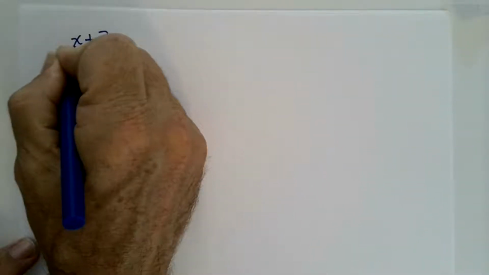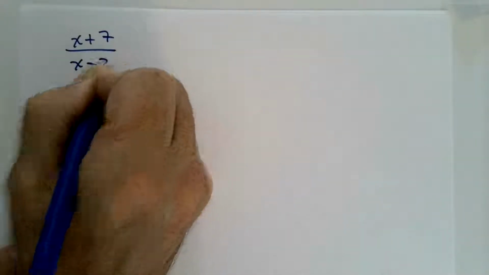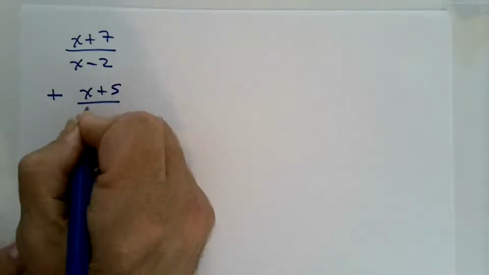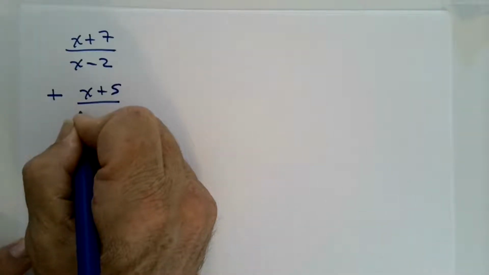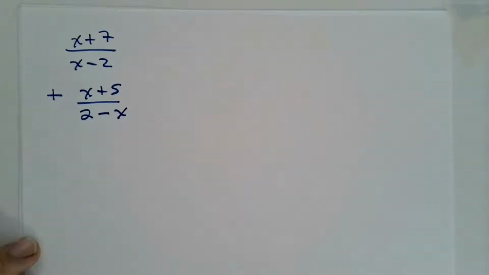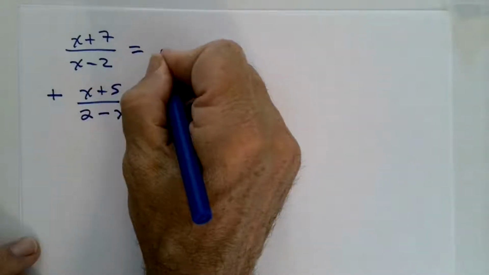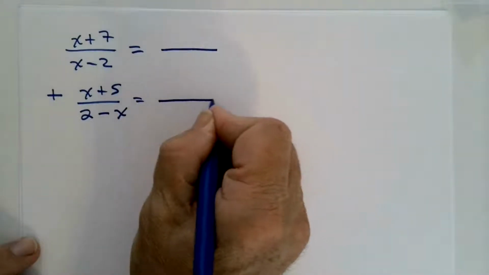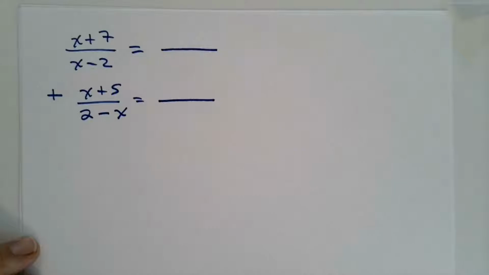So I'm going to have the following. X plus 7 over x minus 2 plus x plus 5 over 2 minus x. So this is a reversed subtraction situation. So how do we handle a reversed subtraction situation?